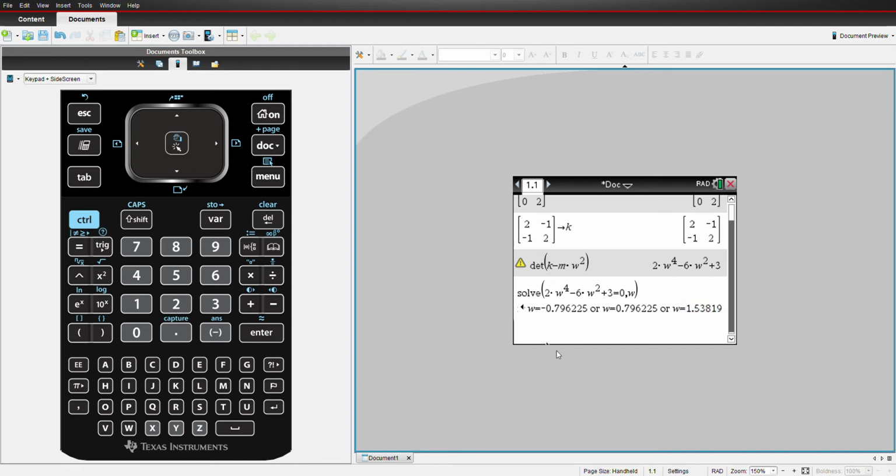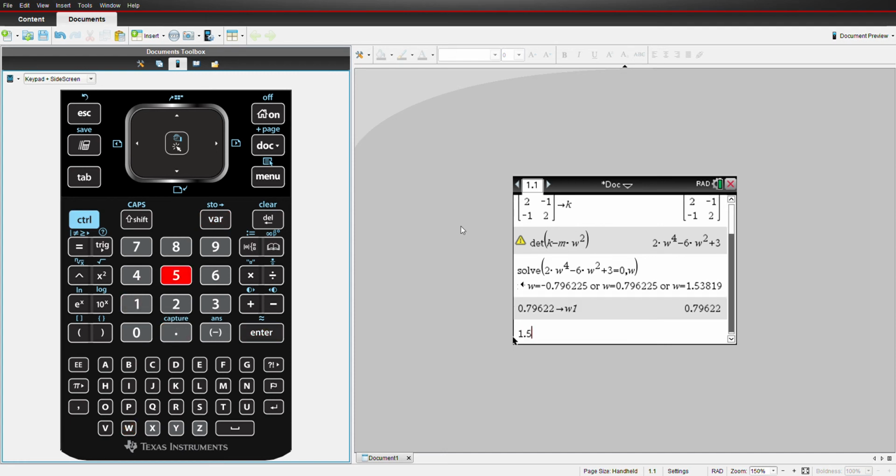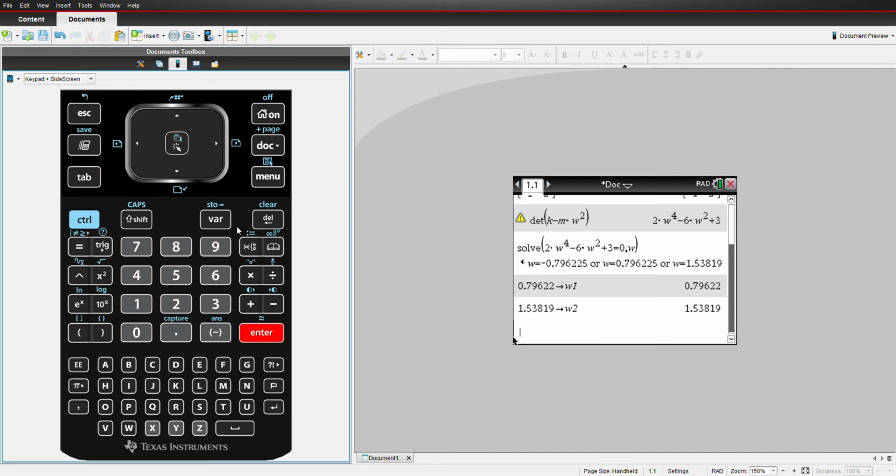We'll go ahead and do the same thing and save those values. 0.796225, we'll store that as omega 1. And we'll store the second natural frequency in omega 2. Of course, these are both in radians per second.